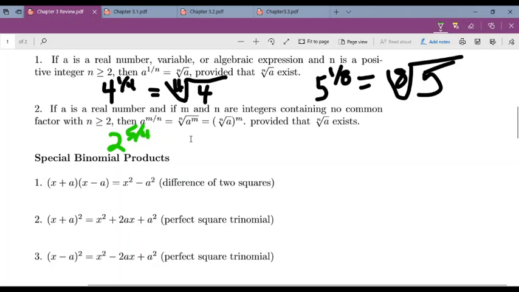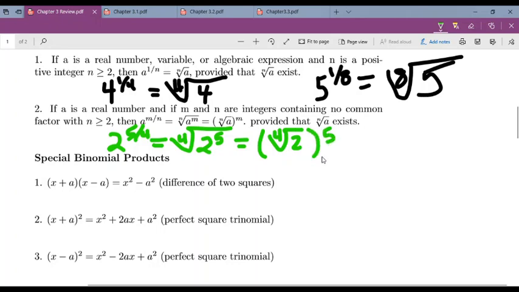Okay, I can rewrite that as the 4th root of 2 to the 5th. Or I could rewrite that as the 4th root of 2 raised to the 5th.